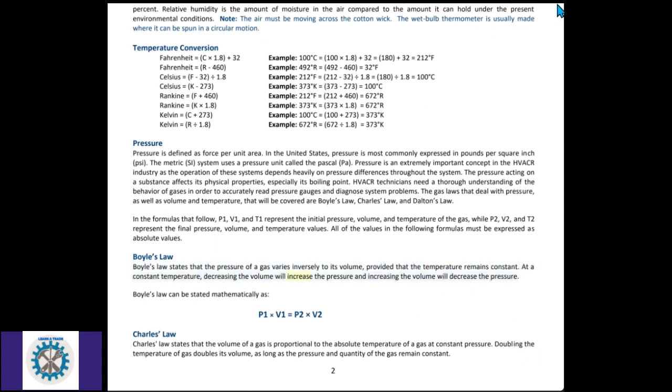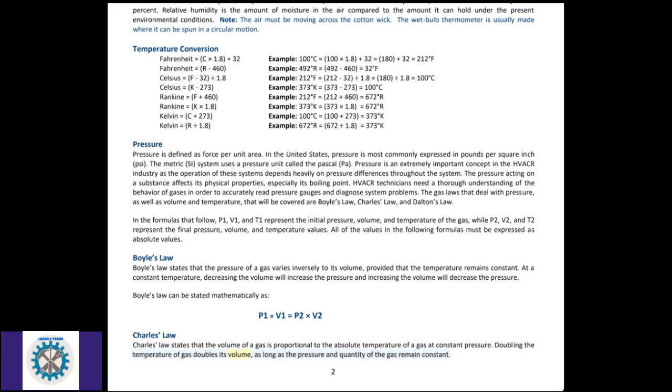Boyle's law states that the pressure of a gas varies inversely to its volume, provided that the temperature remains constant. At a constant temperature, decreasing the volume will increase the pressure, and increasing the volume will decrease the pressure. Boyle's law can be stated mathematically as P1 times V1 equals P2 times V2.